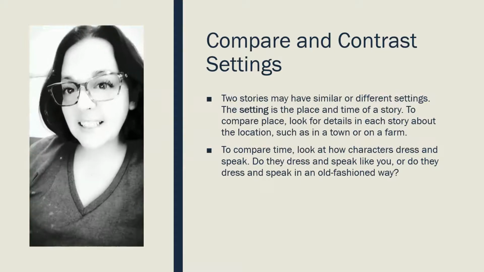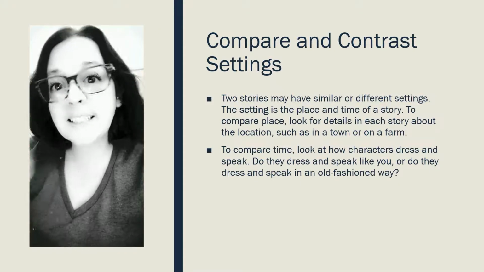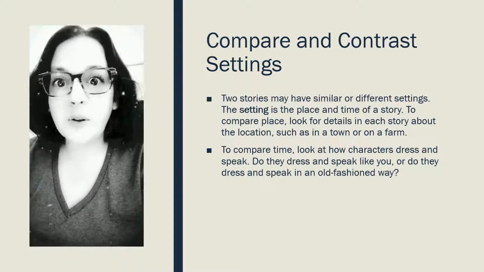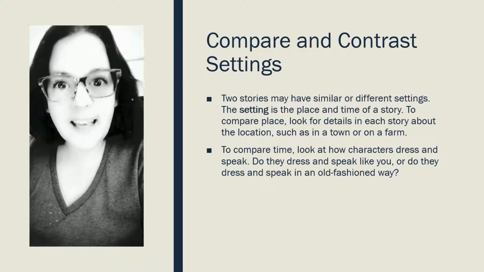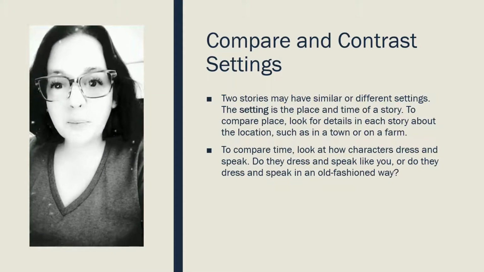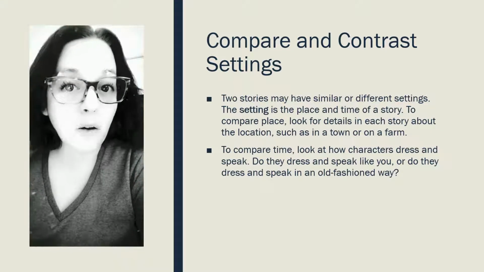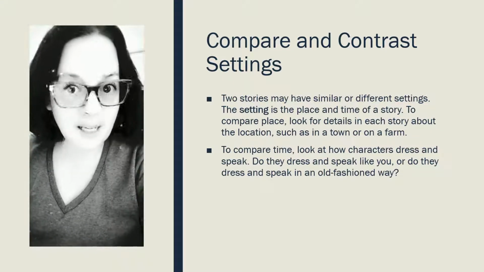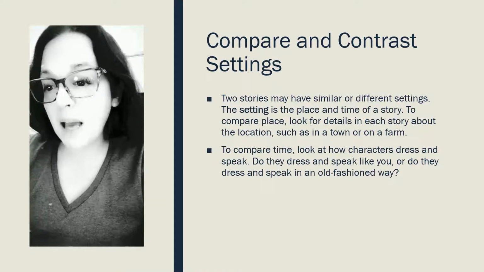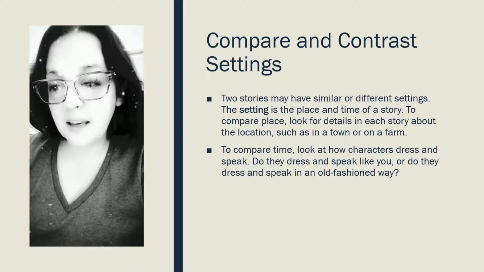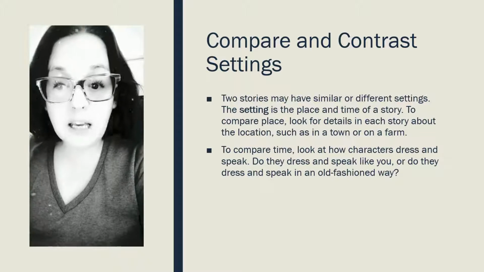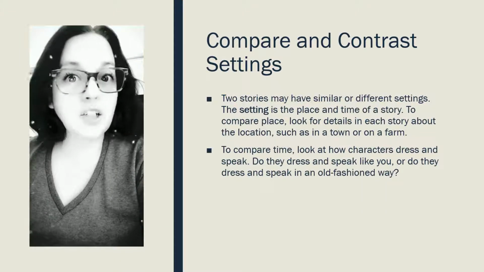The next thing that you're going to compare and contrast is the setting. Now, the setting is the place or the time of the story, okay, where it's happening. To compare a place, you look at the details in each story about the location, such as, is it in a town? Is it on a farm? Is it in a big city? To compare time, you want to look at how the characters dress and speak. Do they dress and speak like you and me? Do they dress and speak in an old-fashioned kind of way?